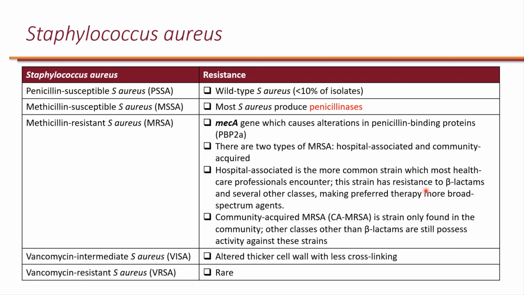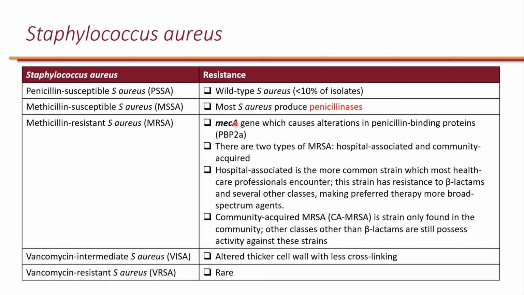And this strain is resistant to beta-lactams with the exception of ceftaroline and several other classes, making preferred therapy more broad spectrum agents. Now, community-acquired MRSA is a strain only found in the community, and classes other than beta-lactams are still possibly active against these, such as doxycycline, moxifloxacin, trimethoprim sulfamethoxazole.